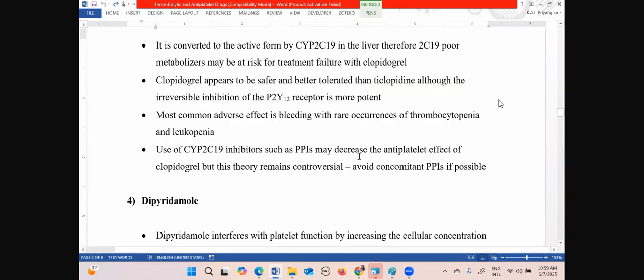Because PPIs are this particular enzyme. This is not cytochrome P450, this is the cytochrome 2C19 enzyme, so that is converting or metabolizing the prodrug of clopidogrel. Therefore, PPIs are inhibiting this enzyme, so it is better to avoid this combination. It is not proven yet, but it is better to avoid, right?